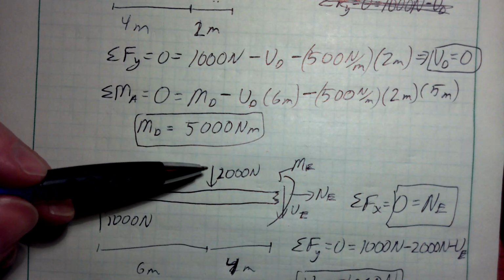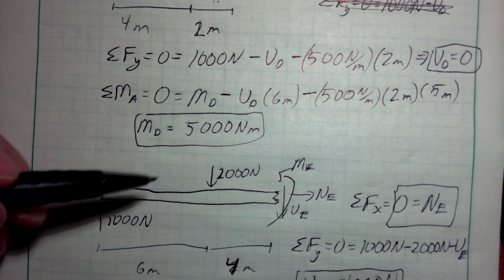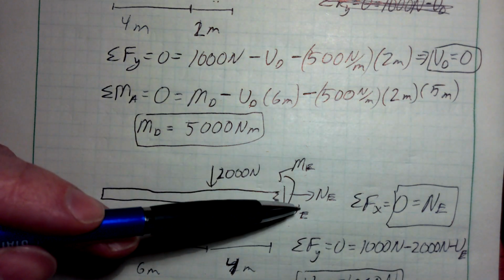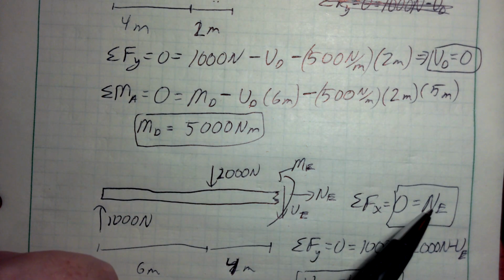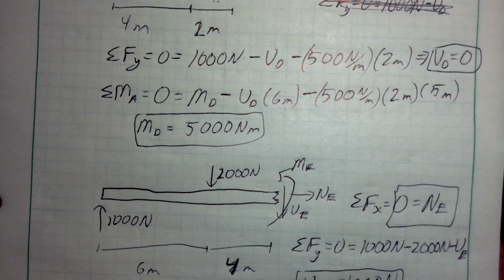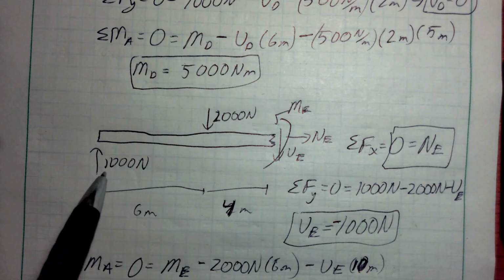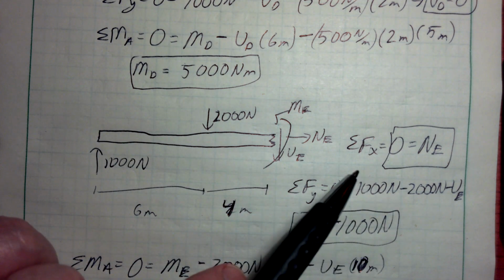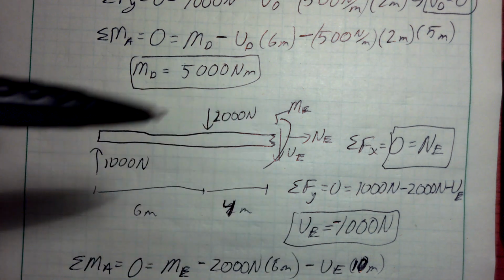For me personally, I go ahead and condense it down to a single force at that point. I still have this reaction at point A that's being applied. And again, I've cut through at point E, exposing shear, normal, and moment. The normal is the only force in the x direction still. That's perfectly okay. Sum of forces in the x direction equals 0 is equal to NE. Sum of forces in the y direction: I've got 1,000 newtons going up, 2,000 newtons going down, and also VE going down. So when I solve for VE, these add up to be a negative 1,000 newtons, and that's what we're left with at point E as our shear force.